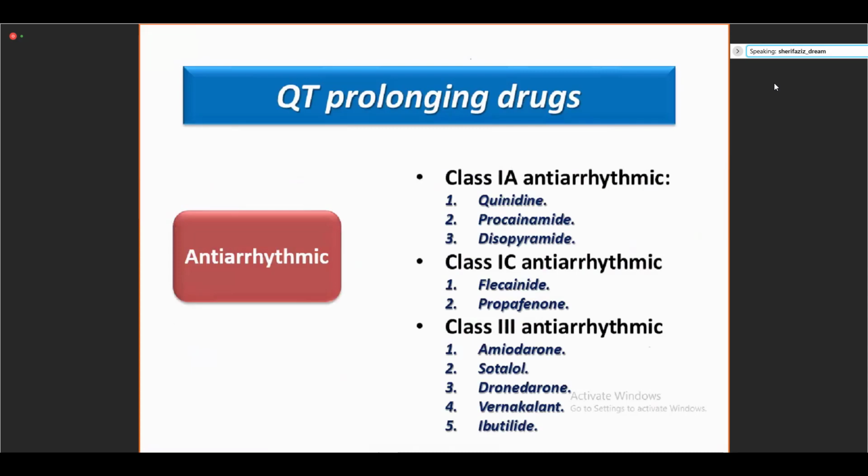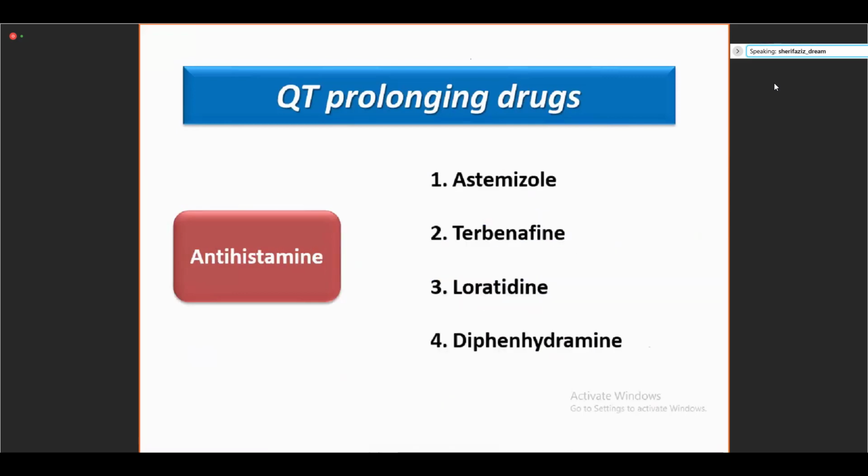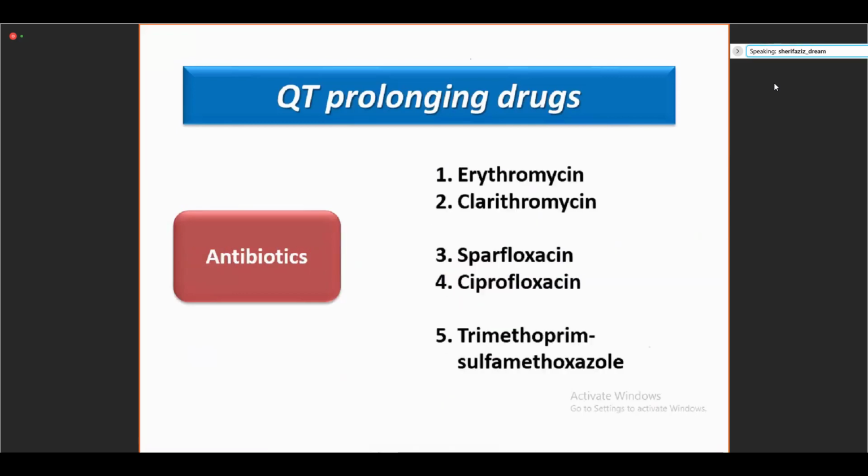Linezolid, of course, is the answer, and these slides, of course, we can move through rapidly, that remind us of the QT prolonging medications, and you can find them in the original lecture of antiarrhythmic medications.